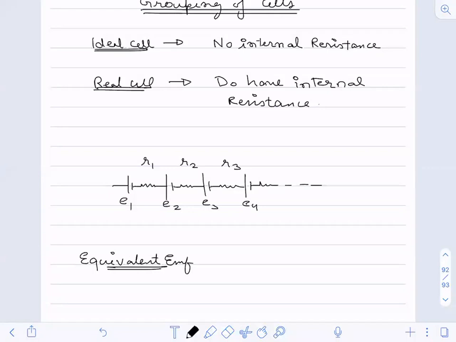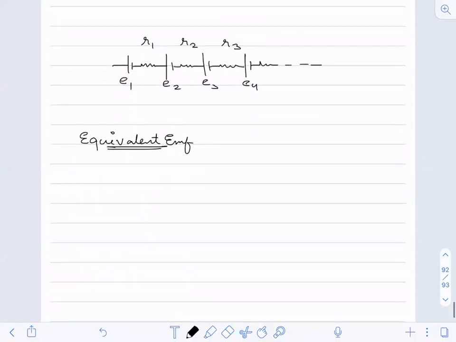Okay, if I want to ask you, what is the equivalent EMF now? So what will you be doing? You will be just adding all of them. Why will you be adding all of them? Because they are connected like that. So how can I manipulate the circuit? How can I redraw this circuit?